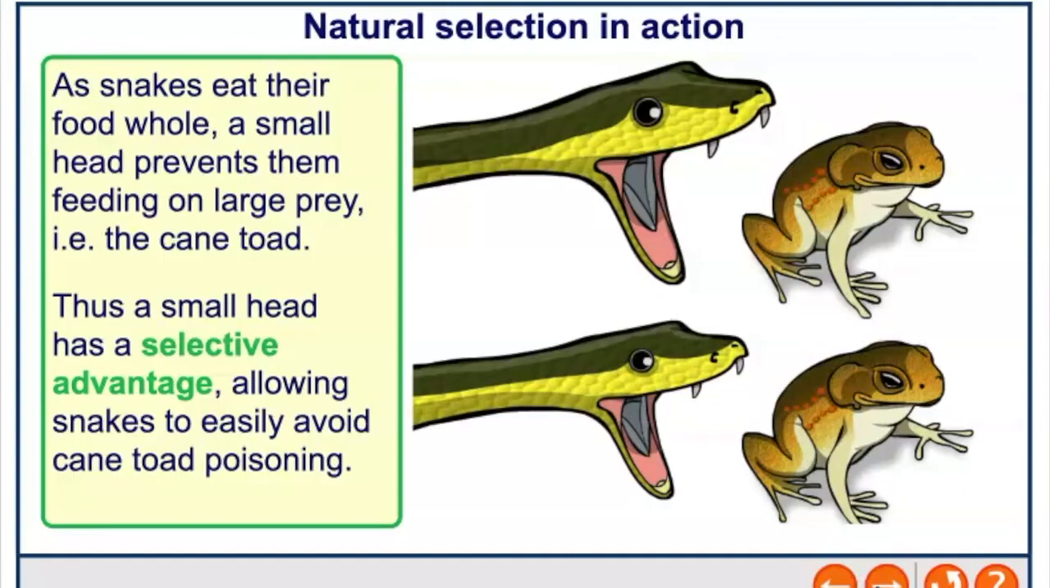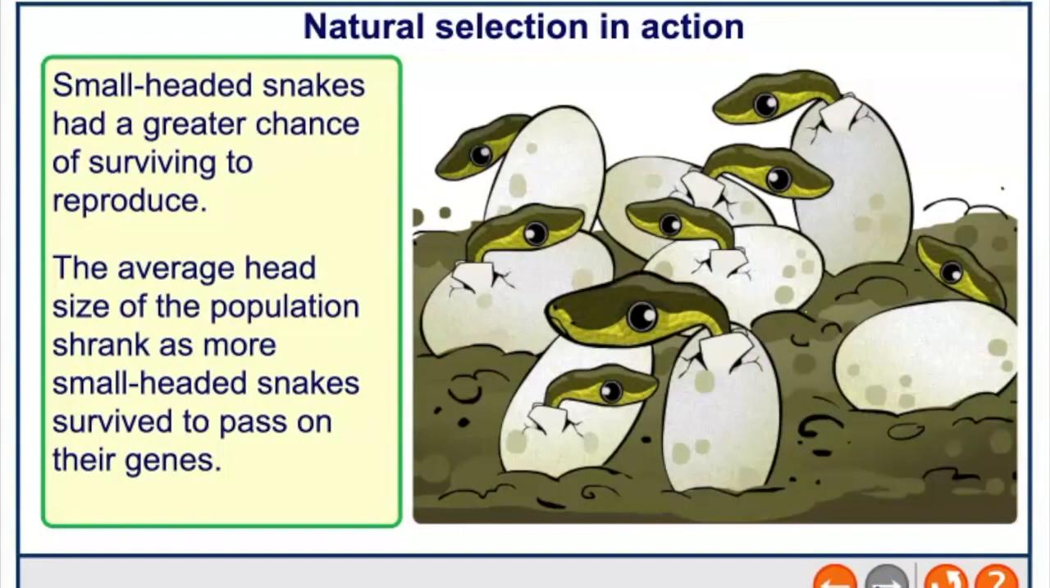So a small head gave that selective advantage to the snake, allowing snakes with a small head to easily avoid cane toads and cane toad poisoning. Small-headed snakes had a greater chance of surviving to reproduce. The average head size of the population shrank as more small-headed snakes survived to pass on their genes. So over time, we saw a change in the average head size of the snakes.